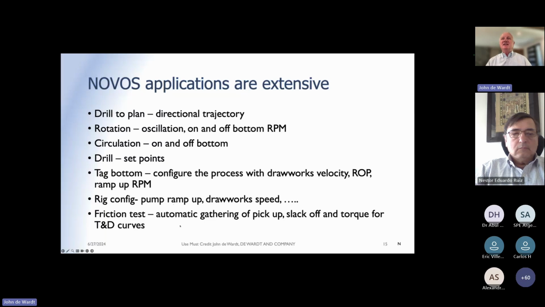And then friction test. This is really important, is automatically gathering the pickup and slack off and torque for maintaining your torque and drag curves. And when the humans do it, there's inconsistency in how they do it from human to human. When it's automated in the manner that Novos have done it, you now have consistency in the application of doing those friction tests, and therefore the data has more value. You also can program it so they do it routinely and don't skip doing it when they've forgotten.